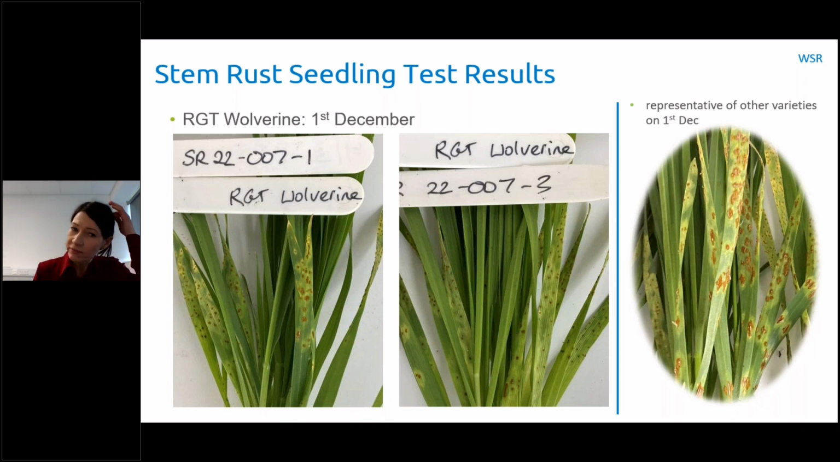And these pustules did develop, but if you have a look at the picture in the oval, that shows what other varieties look like on the 1st of December. You can see Wolverine is clearly more resistant than a lot of the other varieties. So we're not saying it's as resistant as Theodore was, but it must be exhibiting either some sort of intermediate reaction or partial resistance.